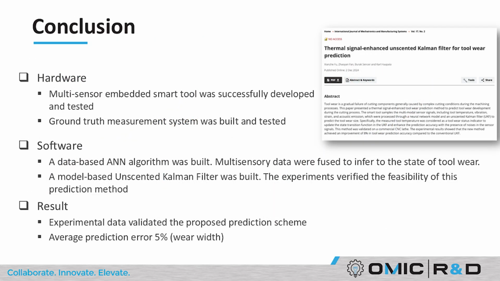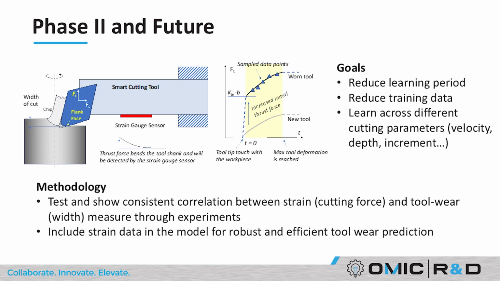And so as a conclusion, we have developed the hardware of the smart tool, and we have also developed the software, the algorithm to make predictions based on the sensor data and based on the previous state of the tool wear. And the experimental data has validated our model, and we have got an average prediction error of about 5%. And based on this result, we also produced a journal paper. And if you are interested in the details of our algorithm, you can also refer to this publication.